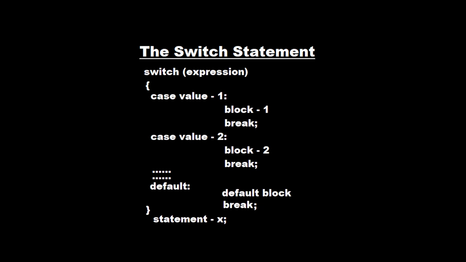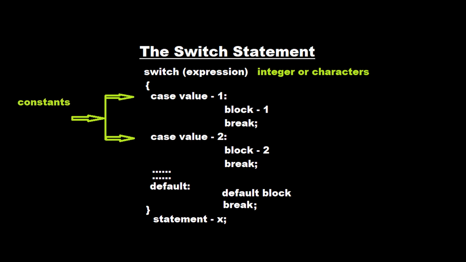And when a match is found, a block of statements associated with that case is executed. The general form of the switch statement is as shown here. As you can see in this general form diagram, the expression is an integer expression or characters. Value 1, value 2 are constants or constant expressions and are known as case labels. Each of these values should be unique within a switch statement.